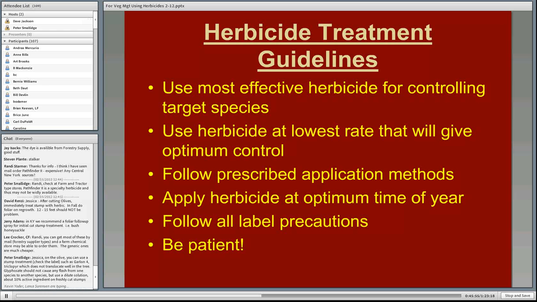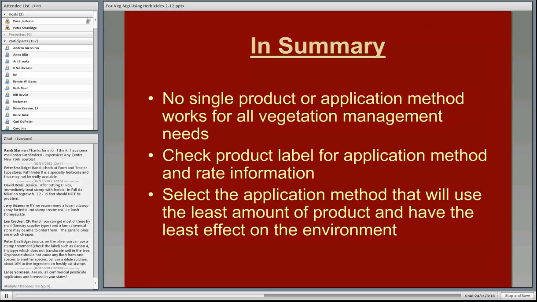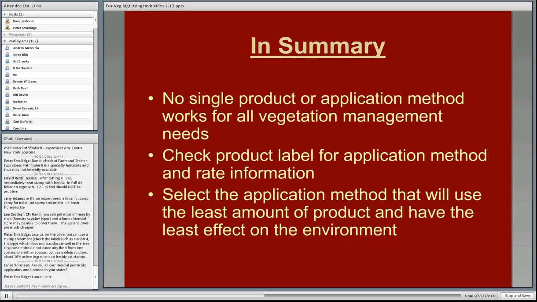I can show you some fact sheets for invasive plants, for example, that were developed here at Penn State by a fellow by the name of Art Gover, where he outlines the best time of year to apply the product to get the best control, even at the lowest rate possible. Follow all label precautions, and by all means be patient. I've seen some of these things take a full year to actually be effective. So be patient in your applications. Don't expect to see results in one week. In summary, no single product or application method works on all vegetation management needs, so we need to look at the plant that we're dealing with.